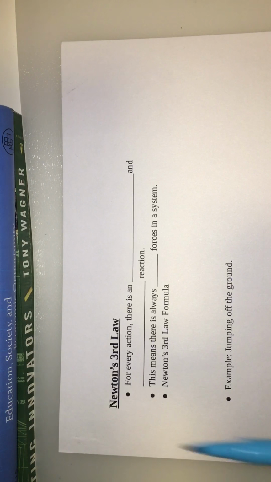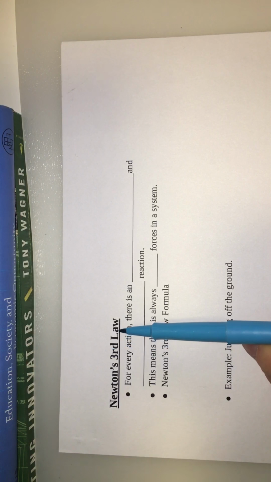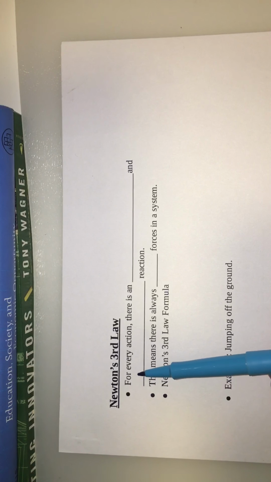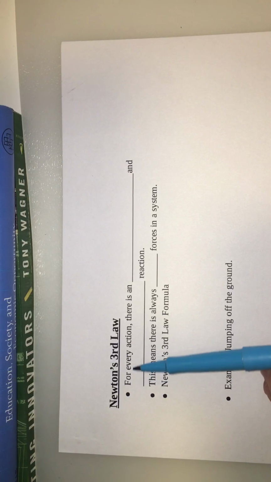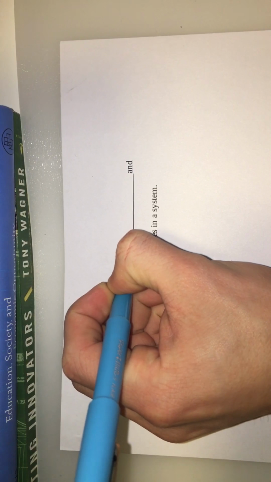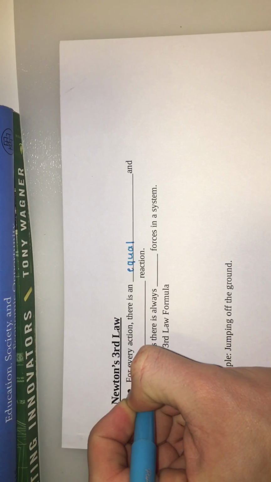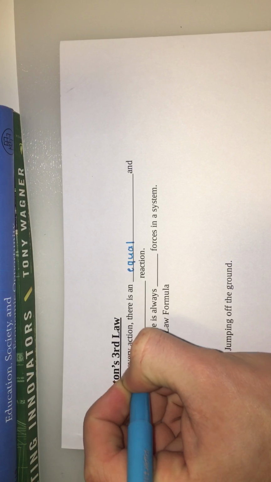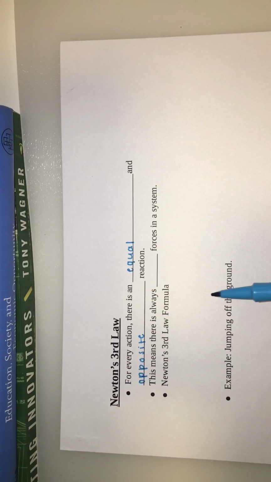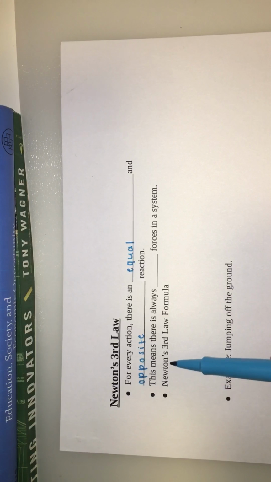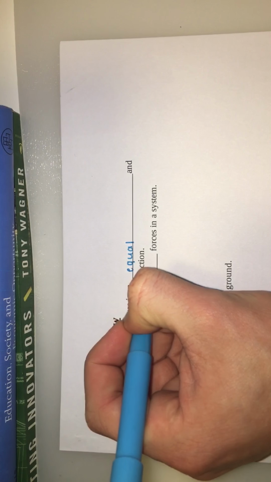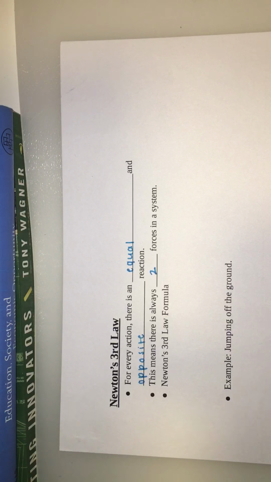Today we will be discussing Newton's third law. The definition of Newton's third law is: for every action there is an equal and opposite reaction. So what does that mean? This means there are always how many forces in a system? Two forces in a system, at least two forces.